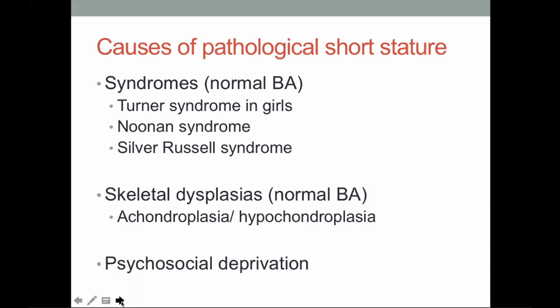Then all of you, I'm sure, must have seen people with achondroplasia or hypochondroplasia, right? You can see them in the normal community because they are not sick, they are within the community. So those are called skeletal dysplasias. They have a problem in their bones which makes them grow poorly. And lastly, there is something called psychosocial deprivation, where you live in a very deprived home front, where you can also have growth failure and short stature.